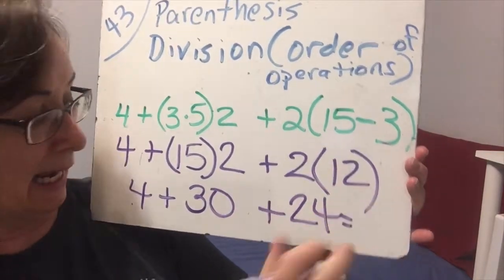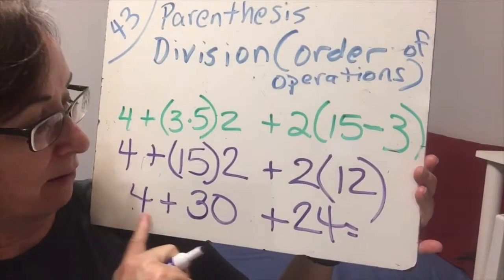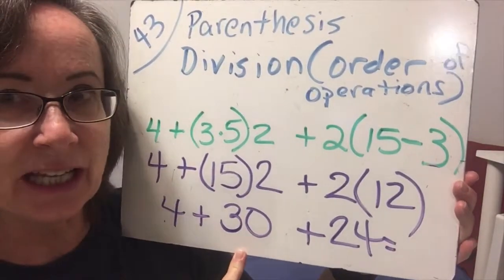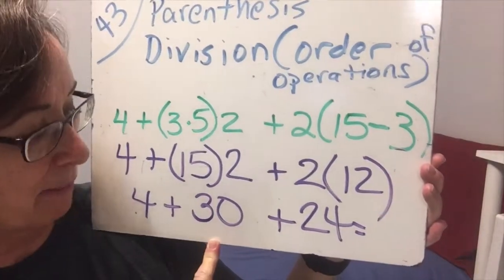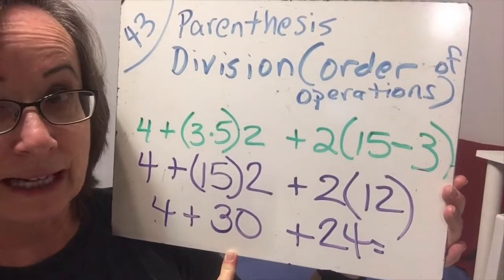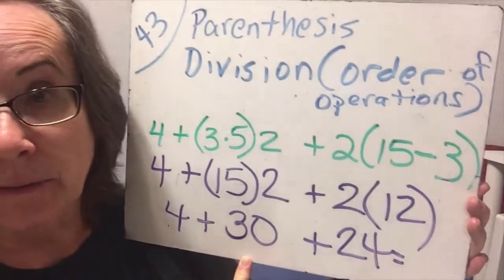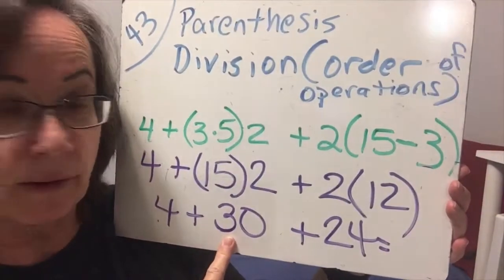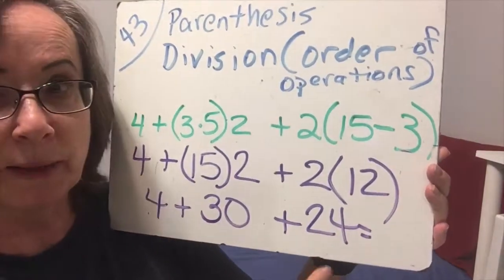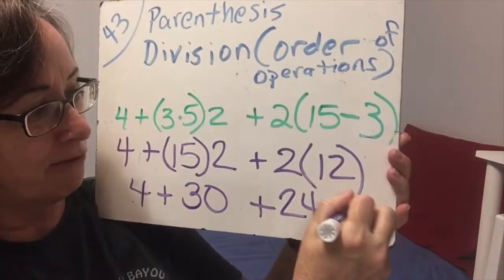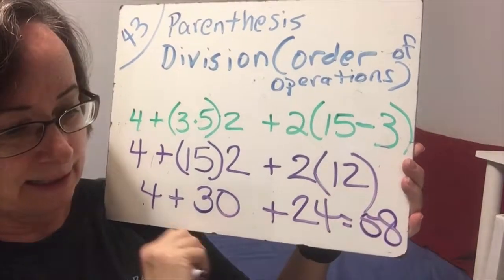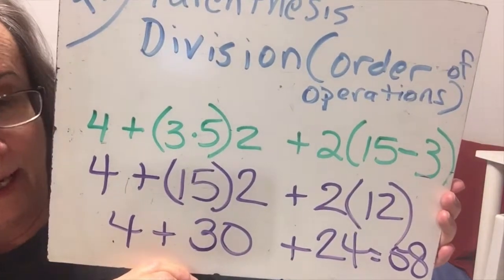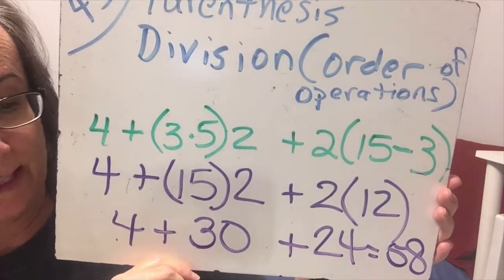And then lastly, I add all of this together. Remember, addition is commutative. That means I don't have to do it left to right, but I'm going to do it left to right in this case anyway. So 4 plus 30 is 34, and 34 plus 24 is 58. And that is the correct answer. I'm going to let you see all of the work, and we will come back with the second example.